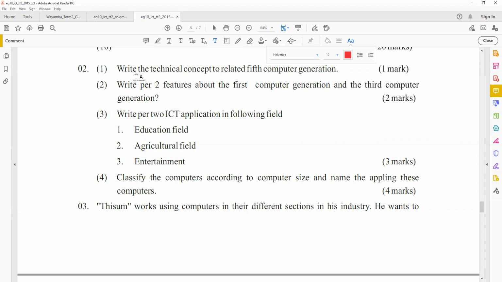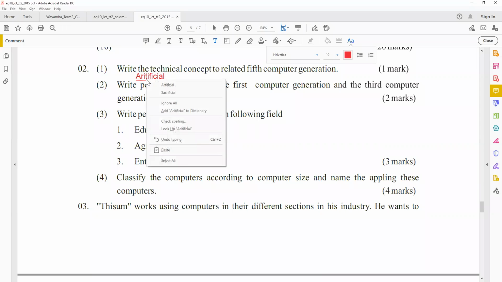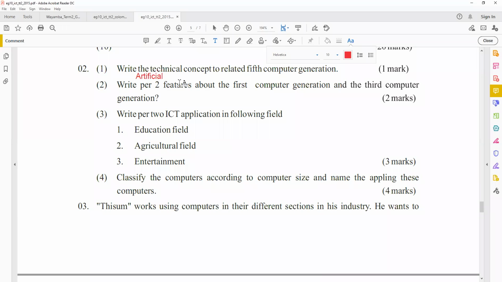So the technical concept we call artificial intelligence, we call AI. So that is actually what we have in the fifth generation computers. So make a note of this. I think if you refer back to the theory, we have discussed this there as well.